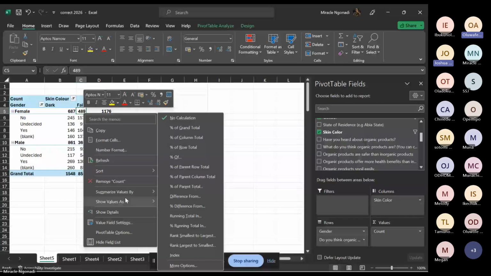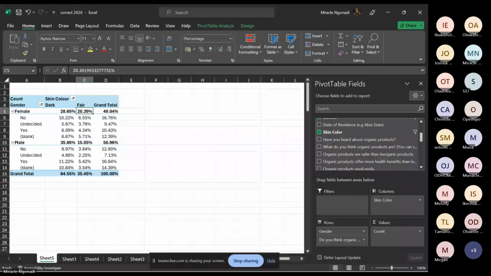Are you getting this? We also have percentage of row total. Percentage of row total here simply means for everybody that said no, we are considering them as 100%. So out of the 100% that have said no, how many of them are dark? How many of them are this? So just put it as percentage of grand total. You are trying to evaluate using everybody that has filled this form. Percentage of grand total. Good.